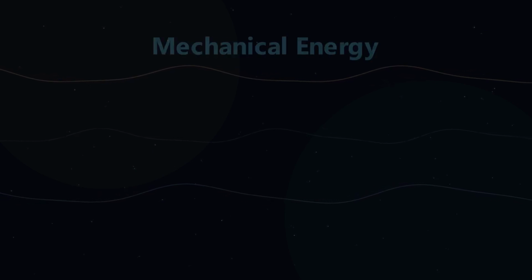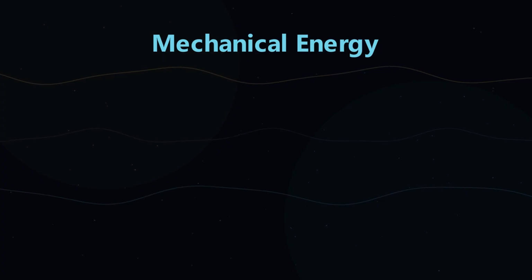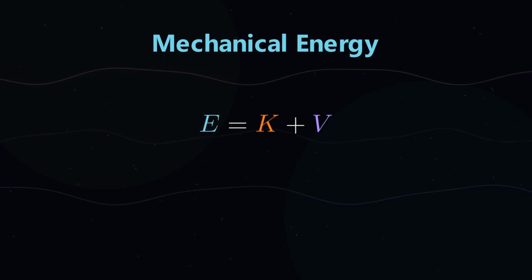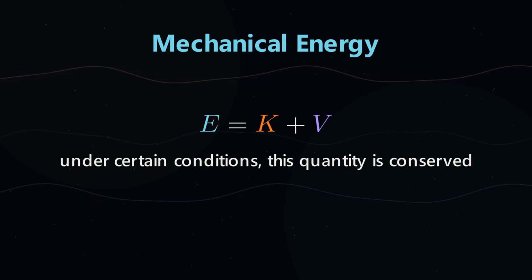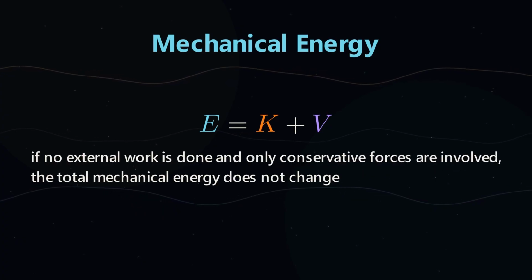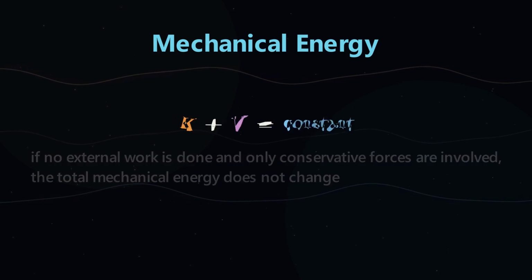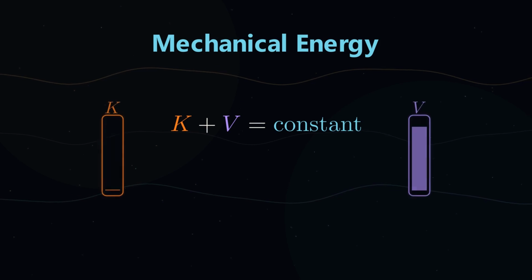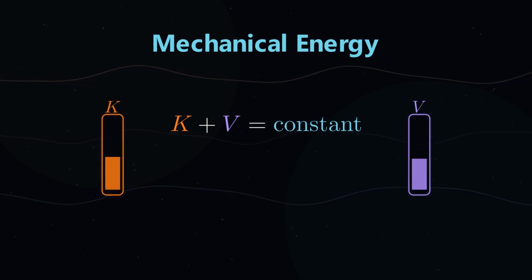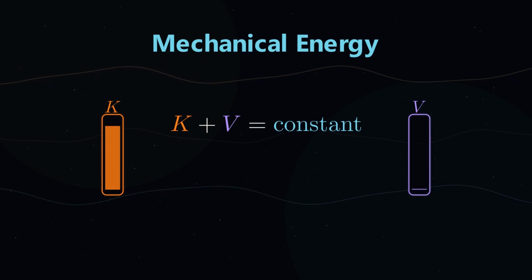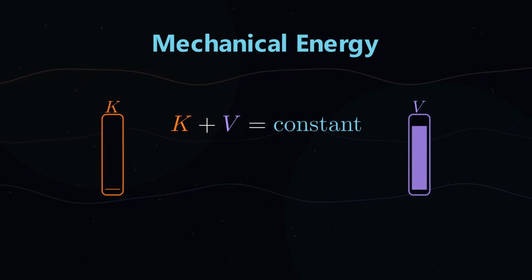Once kinetic energy and potential energy are clear, we can introduce mechanical energy. Mechanical energy is defined as the sum of kinetic energy and potential energy. E equals K plus V. This formula is extremely important because under the right conditions, this quantity remains constant. If no external work is done on the system, and if only conservative forces are involved, then the total mechanical energy does not change. K plus V equals constant. This means that energy is not disappearing and it is not being created. It is simply changing form. Sometimes it appears as kinetic energy, sometimes it appears as potential energy, but the total amount remains the same.